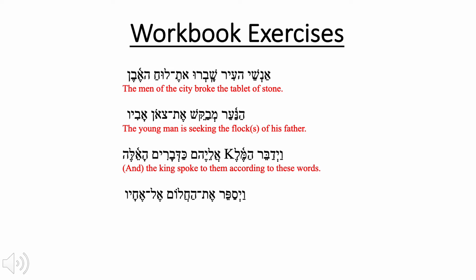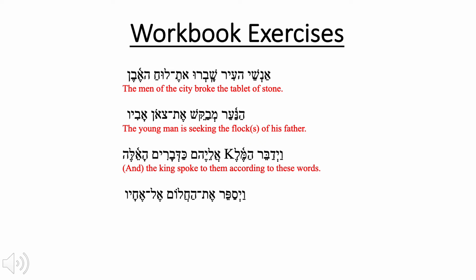Number 7 begins with a vav consecutive, followed by a PL imperfect 3ms, yadaver. PLs in particular are often intensive, but in this particular case, davar is always found in the PL. We don't translate it intensively, it's just simply davar. He spoke. The king spoke, hamelech being the subject.